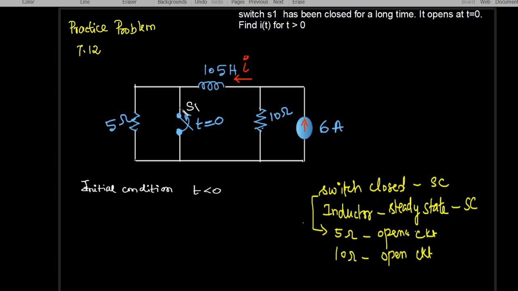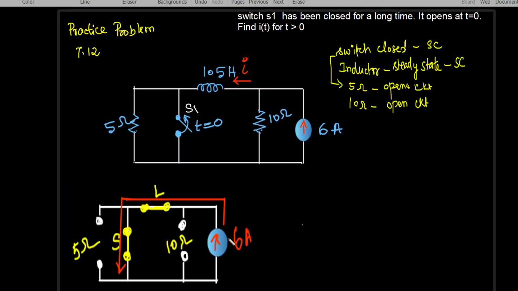And because of this short circuit for this S1 which is closed, this one is actually open, and this is also short circuited. So because of these two conditions, this is also acting as an open path. So this 5 ohm and 10 ohm are open path and these two are short circuited. Hence the equivalent circuit for this description can be drawn like this.